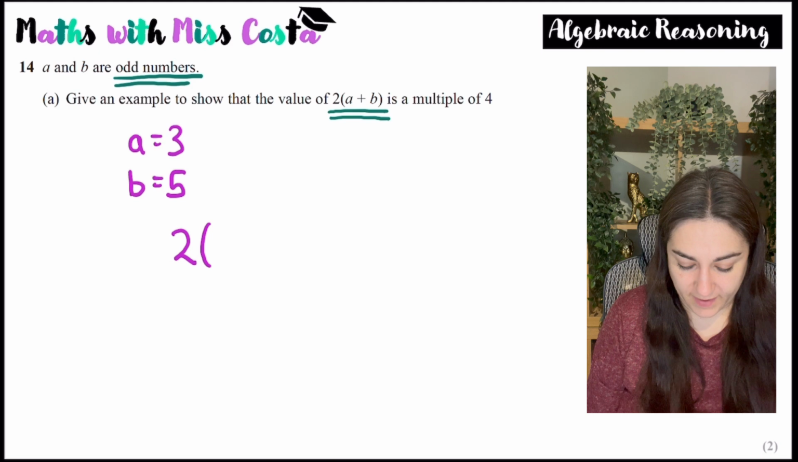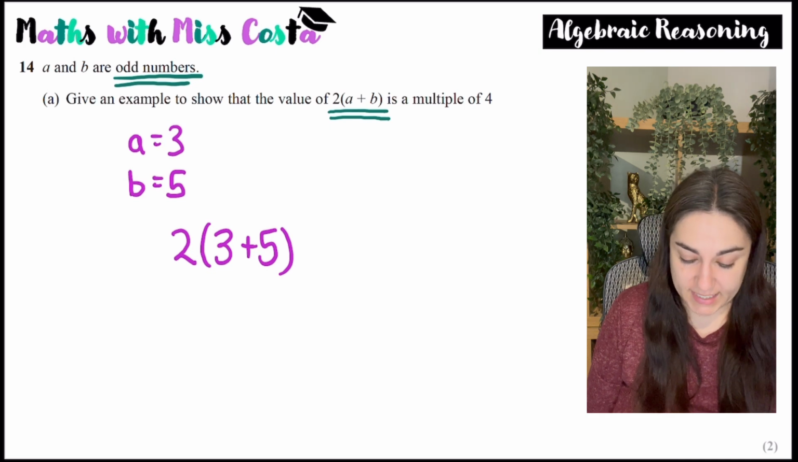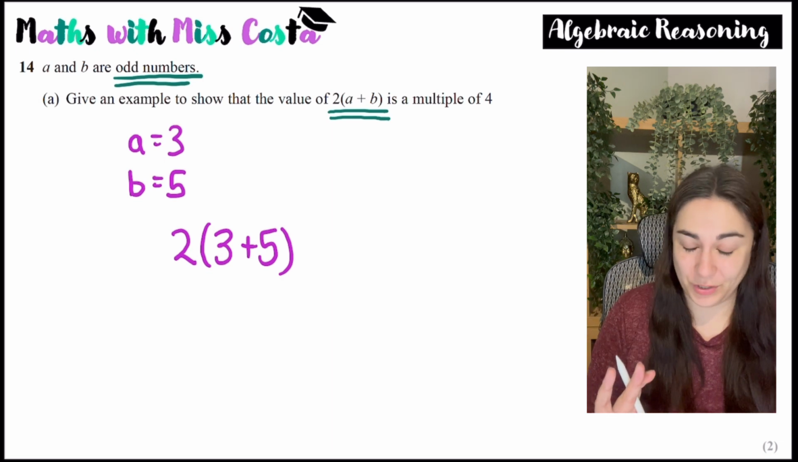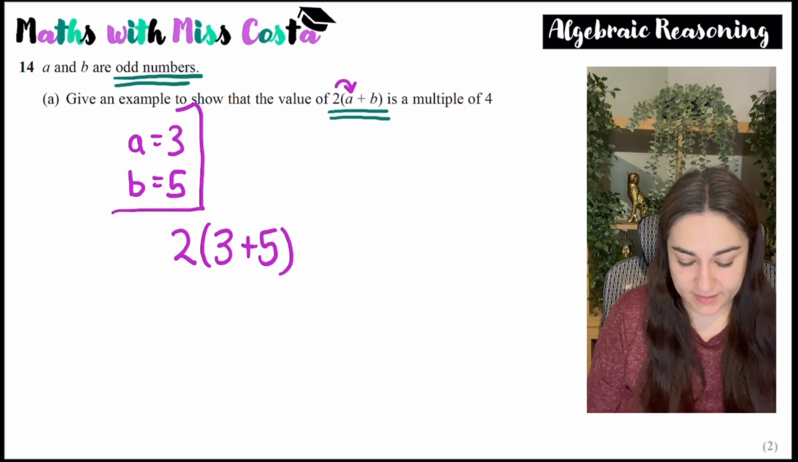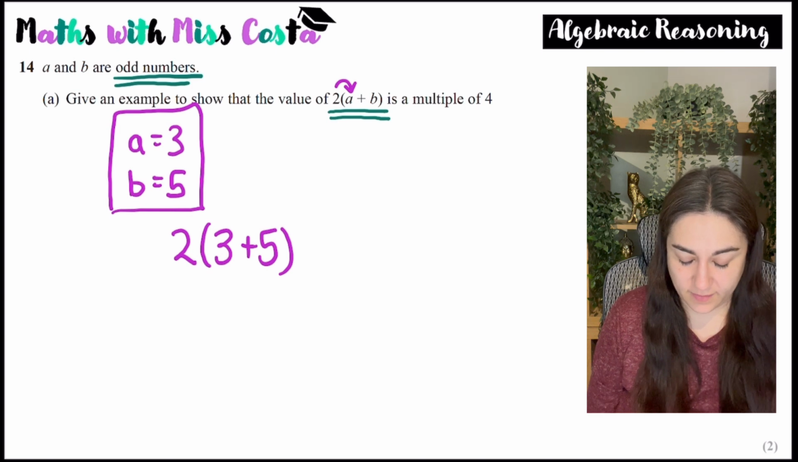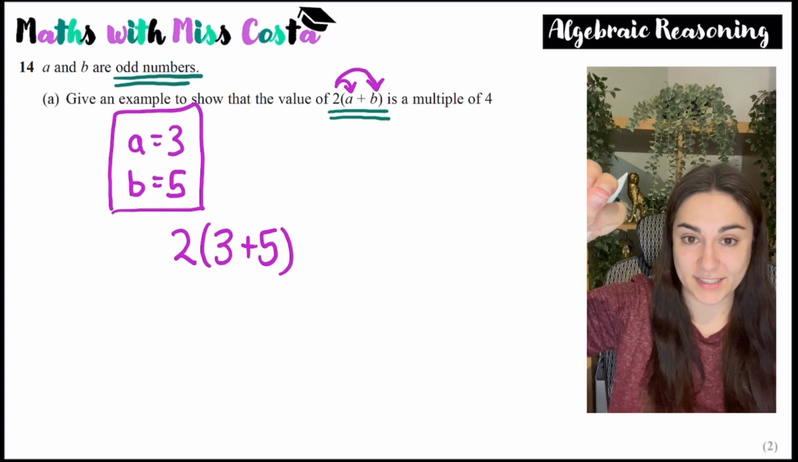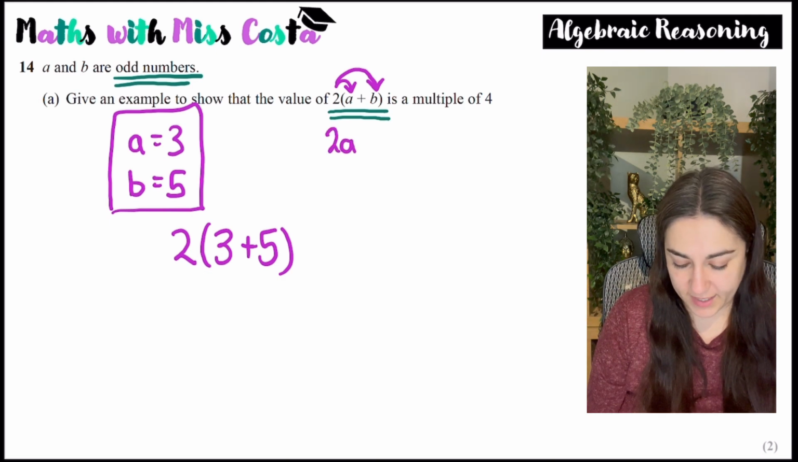So I'm going to write that like this: 2 brackets A plus B is going to be 2 brackets 3 plus 5. Now, there's 2 ways you can do this, depending on what you feel best with. You could have expanded the brackets first. So let's just stick with A is 3 and B is 5. So expanding the brackets means multiplying the number on the outside by each term on the inside. So 2 times A is 2A, 2 times B is 2B.